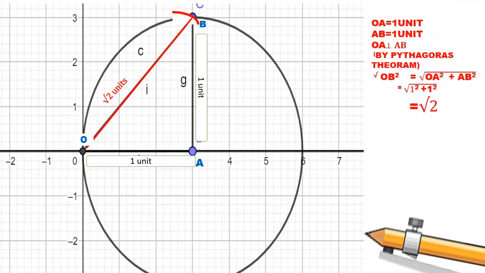You can see the right triangle. We are going to apply Pythagoras theorem in this right angle triangle. Its two legs OA and AB measure 1 unit each. OA is perpendicular to AB. Therefore, by applying Pythagoras theorem, OB squared, which is the hypotenuse, is equal to OA squared plus AB squared. OB is equal to the square root of 1 squared plus 1 squared, that is equal to root 2. Therefore, we got the value of the hypotenuse as root 2 units.